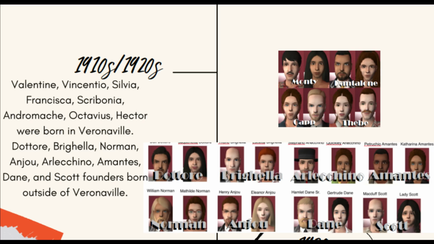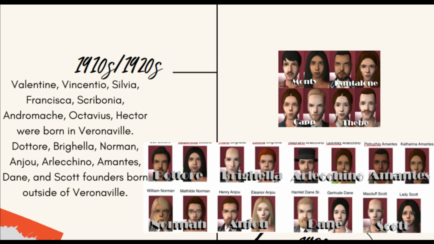Now we are firmly into the 20th century, and whatever was left over from the 19th century is relatively gone now. So pretty much the first generation in this timeline is settled in, and they will procreate and give birth to the second generation in their respective timelines, which include Valentine, Vincentio, Sylvia, Francesca, Scribonia, Andromache, Octavius, and Hector.